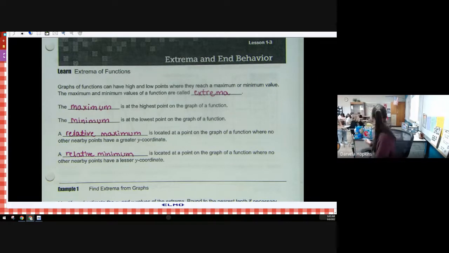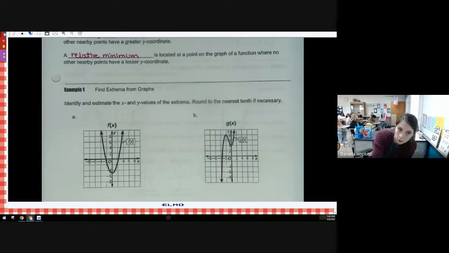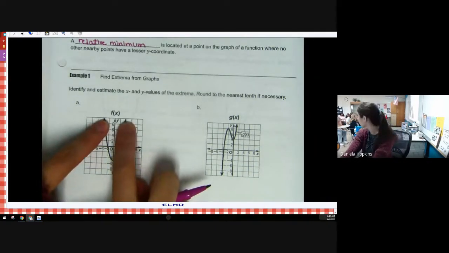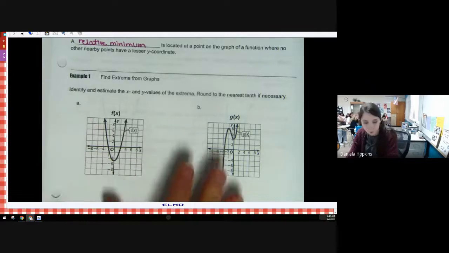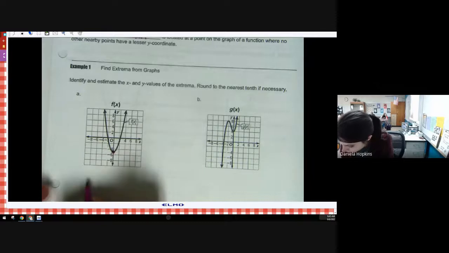I think the picture makes it a little more clear what I'm talking about. If you look at example 1, finding extrema from graphs, this has no actual maximum values because it goes up forever on either side. Even though when we talk about domain or range we say it goes up to infinity, we don't include that as a maximum when we're talking about extrema. This does have a minimum though, and that minimum is right here.